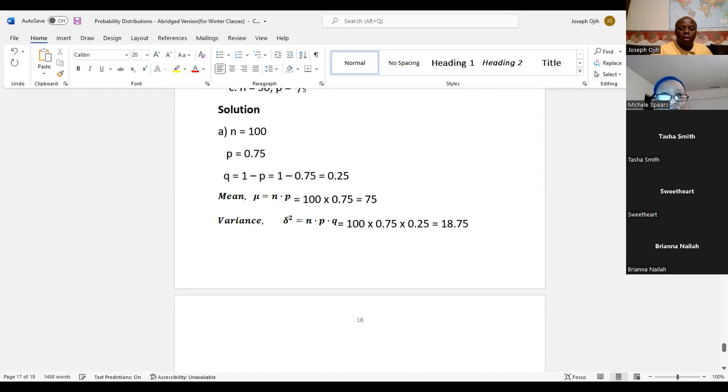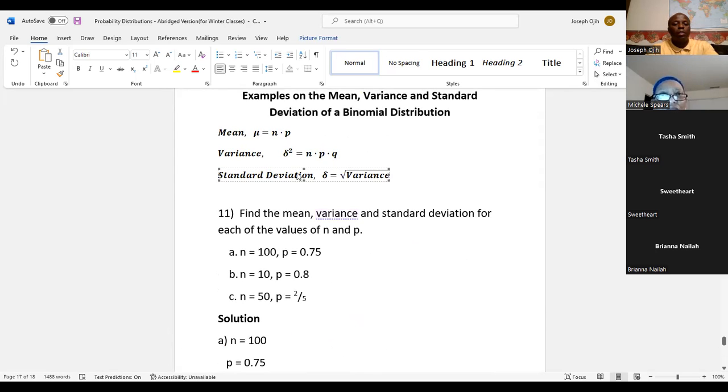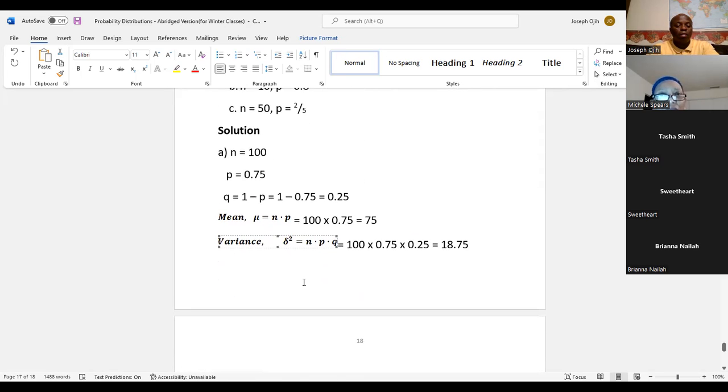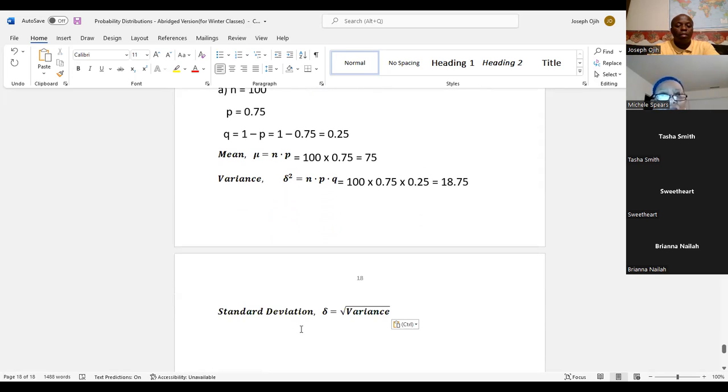Then standard deviation, the square root of that. Standard deviation is the square root of variance. The square root of variance, which is equal. I'm gonna make this big.